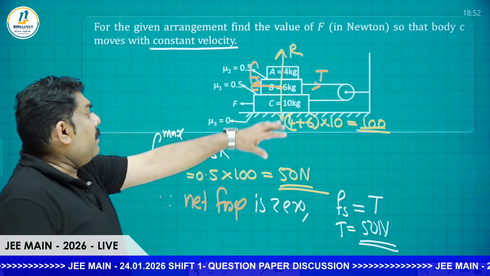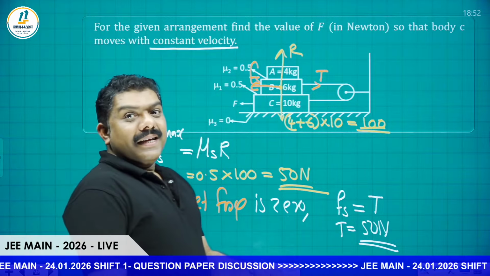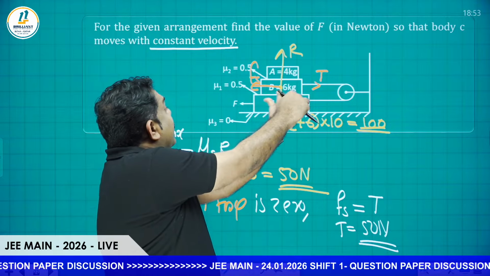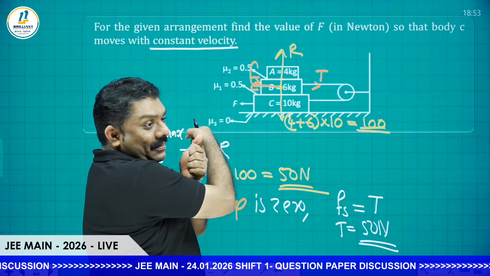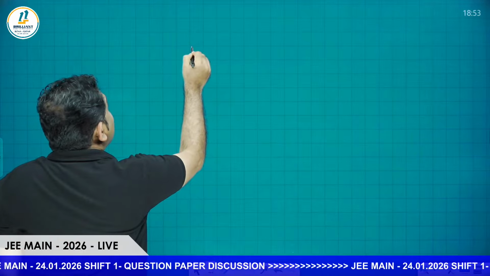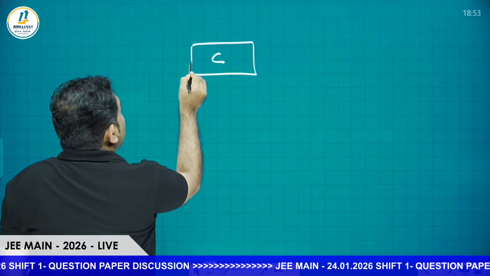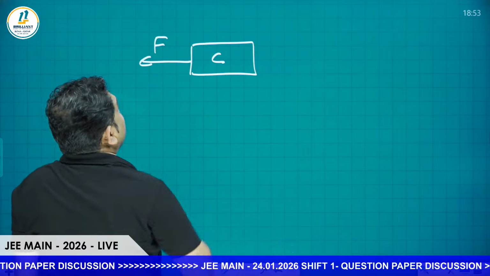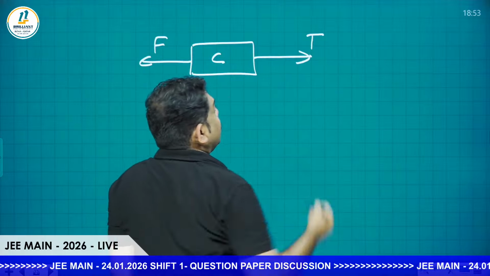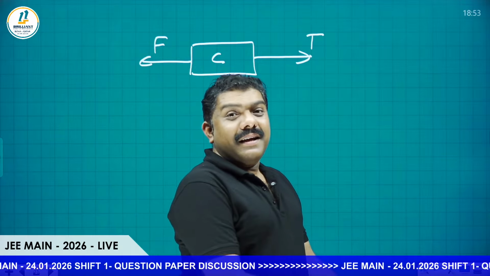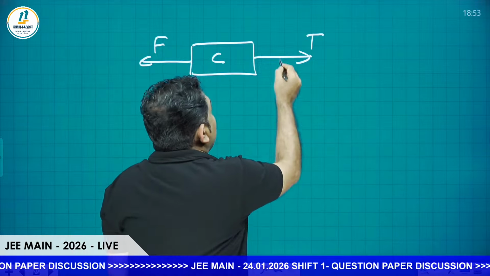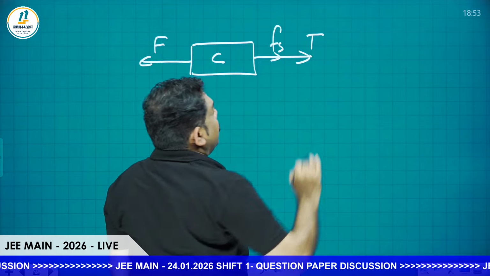Okay. Now we are coming back to our body C. In the case of body C, you can see that there is a force acting towards the left side, F is there. Suppose I am considering this is body C, there is a force acting towards the left, F. Now there is tension on this side. Moreover, when you are pulling this one to this side, friction will be in the opposite direction. So Fs will be in this direction.